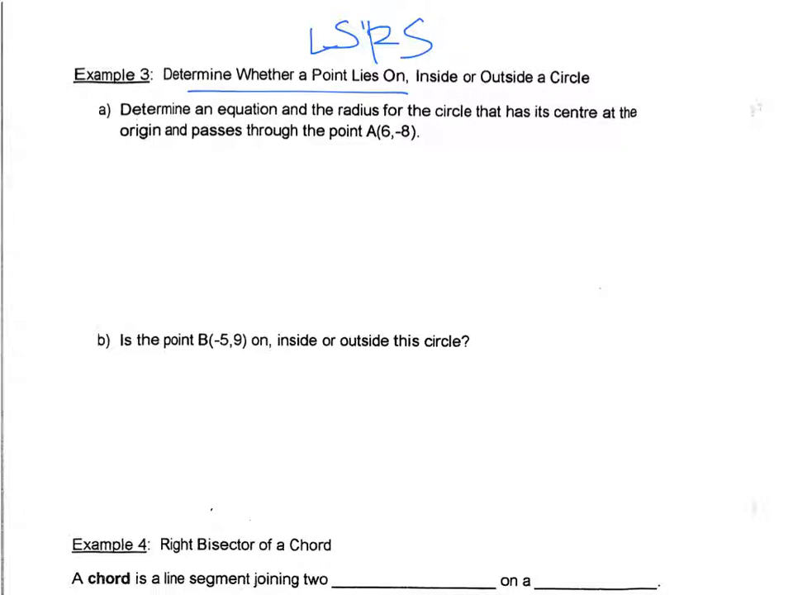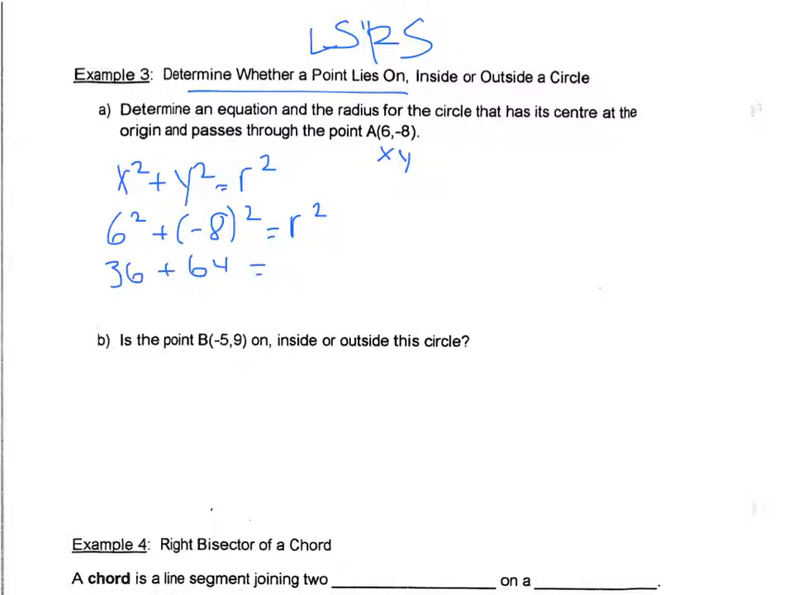Determine an equation and the radius for the circle that has its center at the origin and passes through the point 6, negative 8. So first let's find the equation. We're going to substitute the 6 in for the x, the negative 8 in for the y, and we're going to solve for the missing r squared in our equation. So x squared plus y squared equals r squared. The x is 6, the y is negative 8. So 36 plus 64 is equal to r squared.